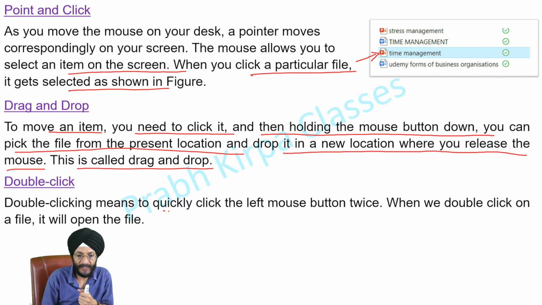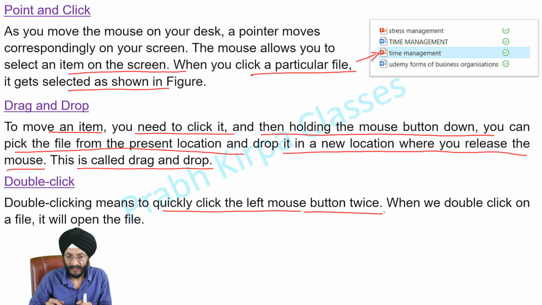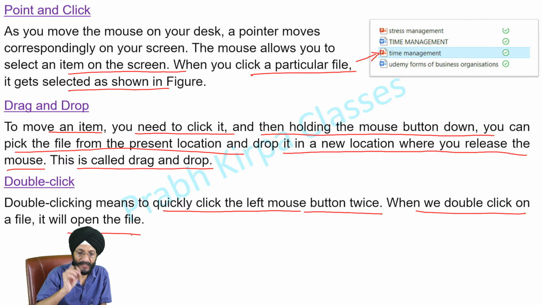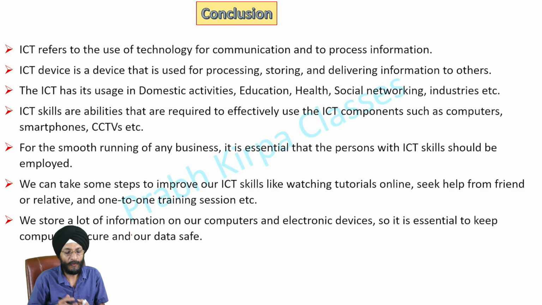Double clicking means quickly clicking the left mouse button twice. That is, we click the left mouse button twice. When we double click on the file, what will happen? It will open the file. That is, when we double click on the file, it opens. Now we come to the conclusion of this course.